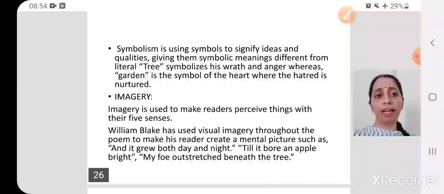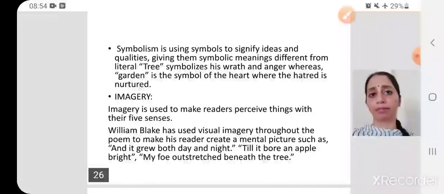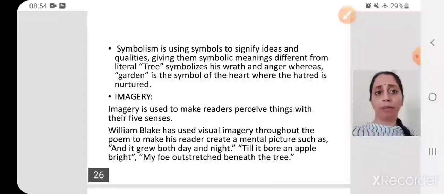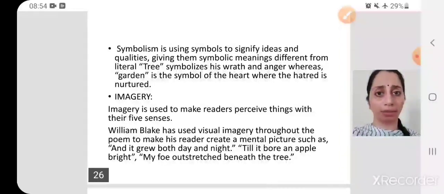"And it grew both day and night." So here the action of growing can be imagined, day and night. "Till it bore an apple bright." So when I said this, you could imagine a tree, where you can see an apple. "My foe outstretched beneath the tree." So you can imagine a person lying down under a tree. So when you create images in your mind, such figures of speech are called imagery. Clear? So that's it for the literary devices.